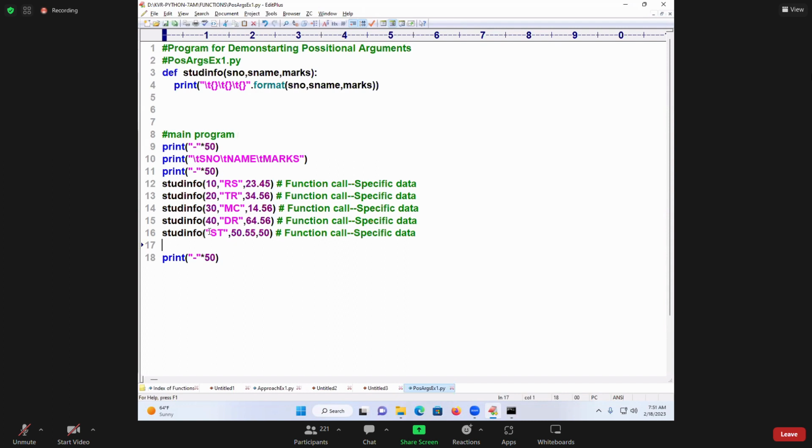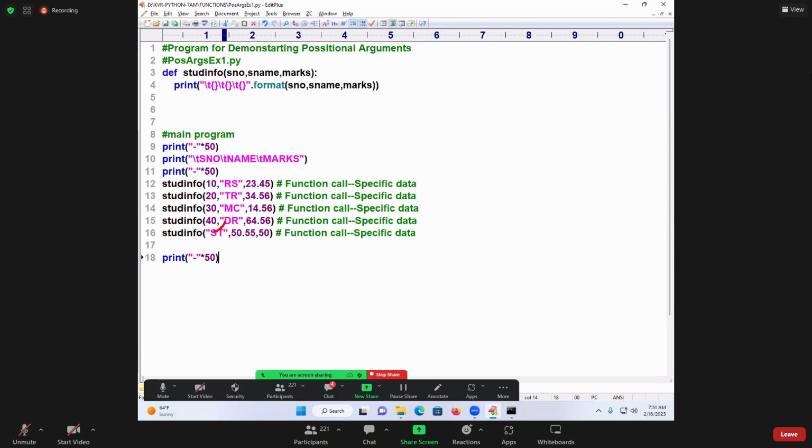So tell me, ST is pointing to what? Name. And this is supposed to point to whom? Marks. And 50 is supposed to pass to what? Right. How do you pass it? As it is, like that, with the positional arguments, you cannot pass it. I mean, ST I have to pass to where? Name. And 50 I have to pass to whom? SNO. 50.55 should pass to whom? This is not possible by which arguments?